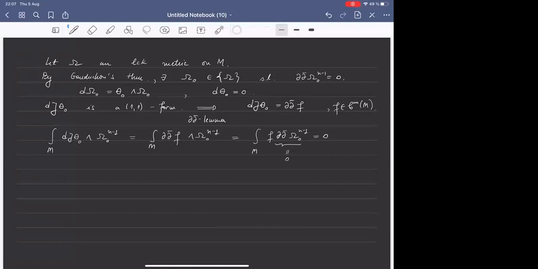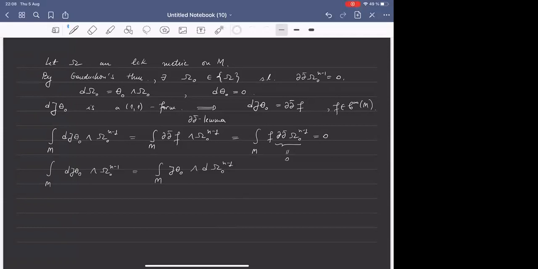On the other hand, we can apply Stokes in the most basic way, and this integral will be equal to J theta zero wedge d of omega zero to the power n minus one, right? We transferred the d to omega zero to the n minus one.